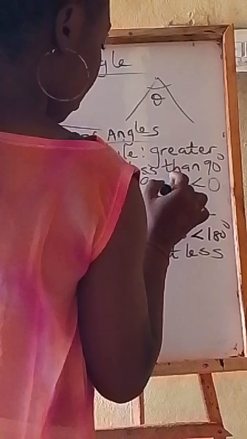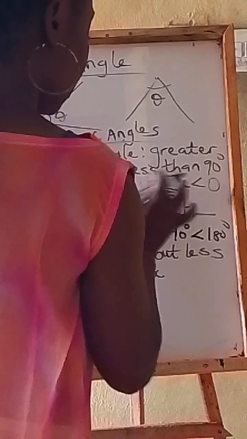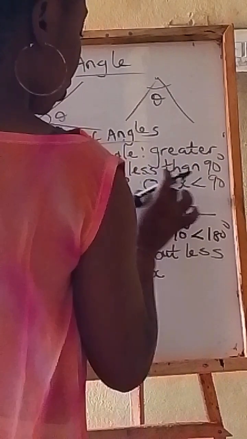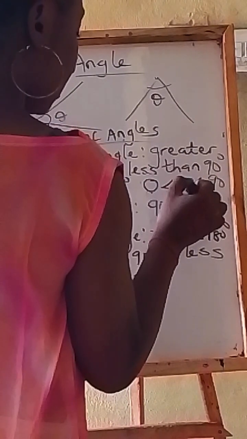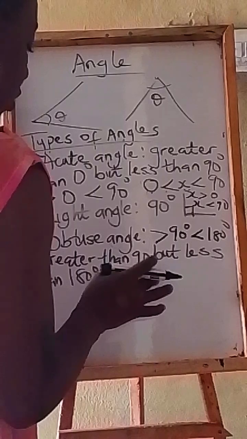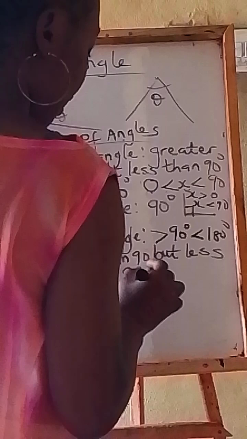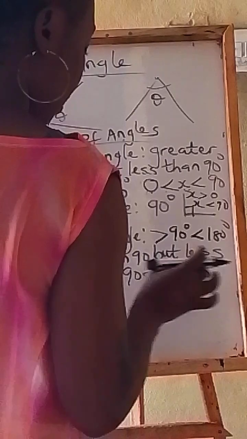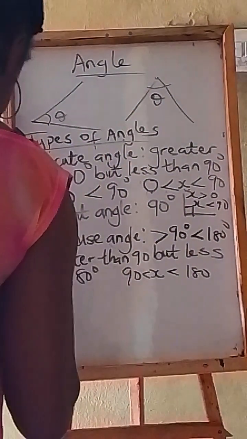What this means is, I have done earlier, putting 0 here, putting 90 here. So when I say 0 is less than s, that means s is greater than 0, but s is less than 90. That's the implication. When I put 90 here, less than s, and less than 180, it means s is less than 180 and s is greater than 90. That's obtuse angle.